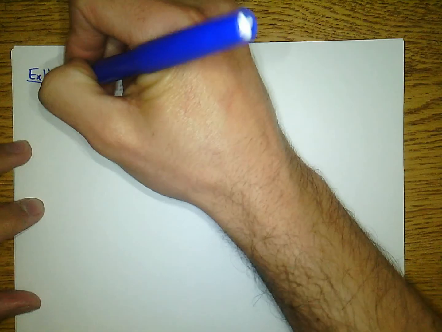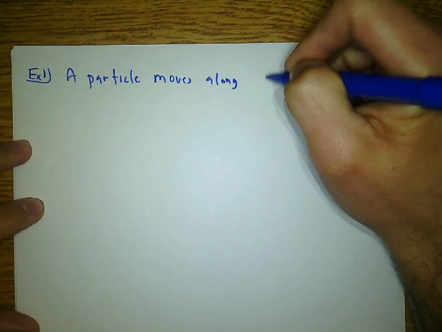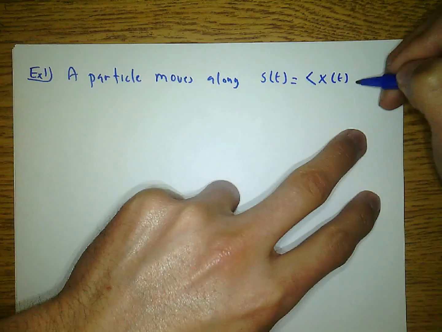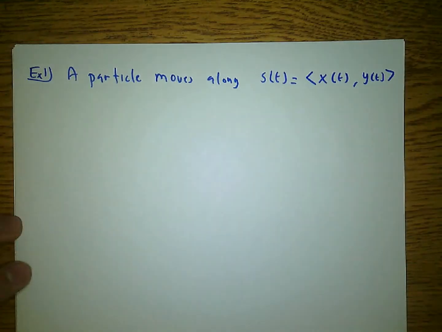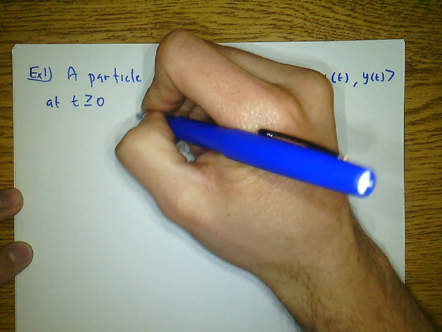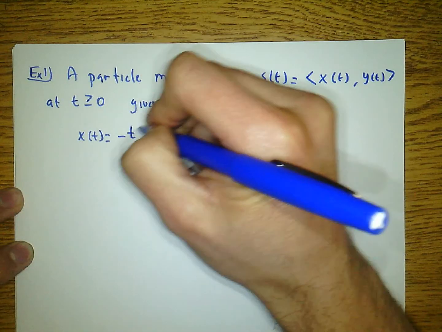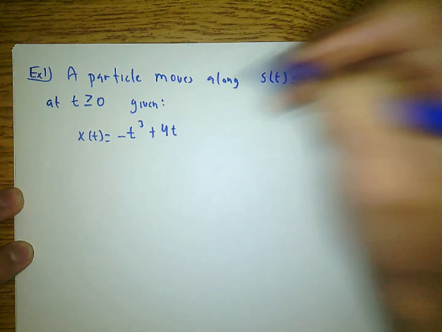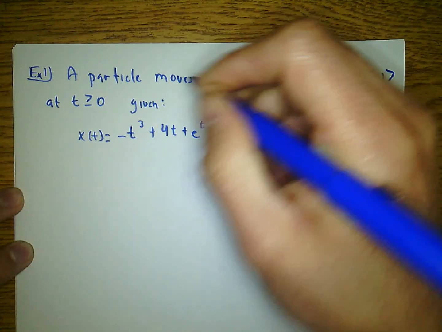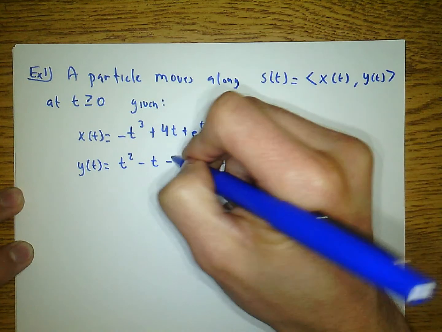Example number 1. A particle moves along this path at t being greater than 0, given that x of t is equal to negative t to the third power plus 4 times t plus e to the t power minus 5, and y of t is equal to t squared minus t minus 7.